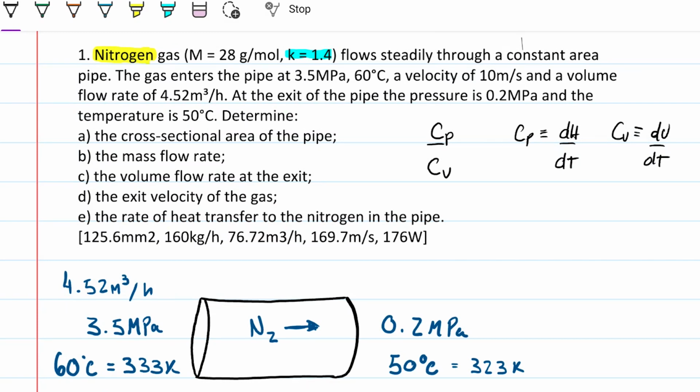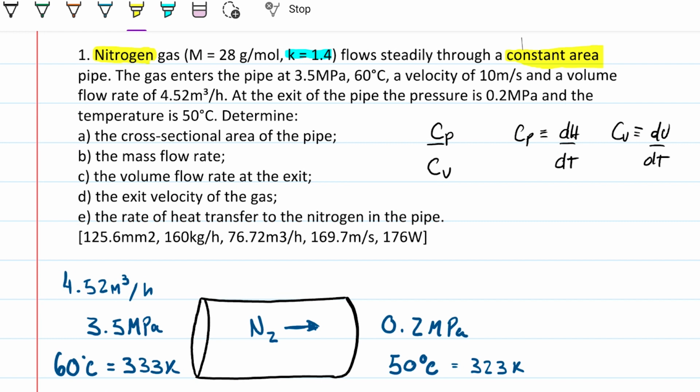It flows steadily, constant area. This is also important. This is a constant area pipe, so therefore the area in the inlet is the same as the area in the outlet. Okay, and note that there is a change in temperature. Okay, we're going to get to that.